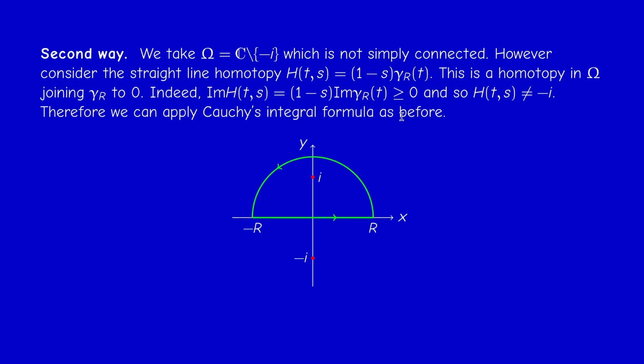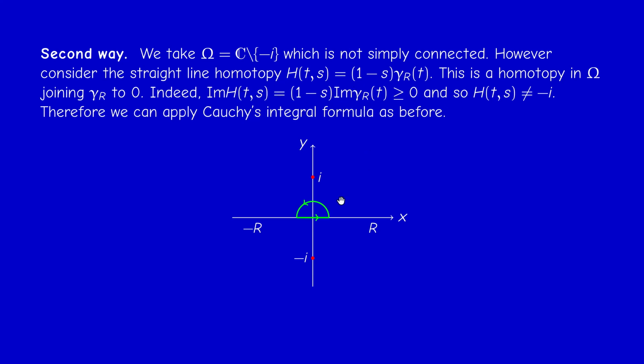Let me illustrate this homotopy on a picture. This is my gamma r in green, and by successive contractions, I reach 0. This illustrates the straight line homotopy. It's a homotopy of ratio 1 minus s, and it happens in the upper half plane, so it's far from minus i. This is what we checked algebraically actually.